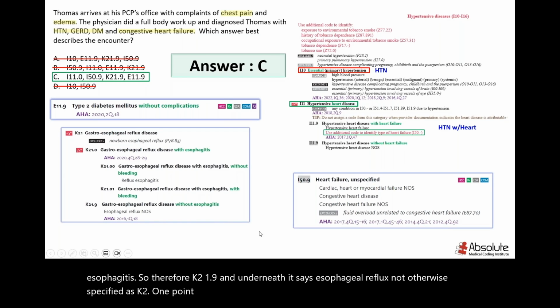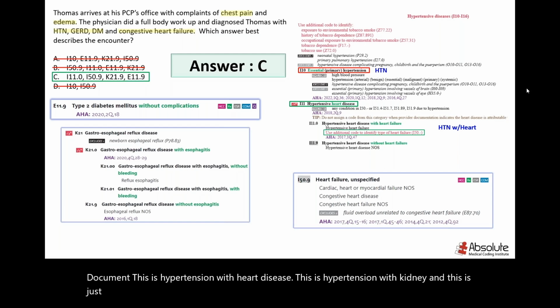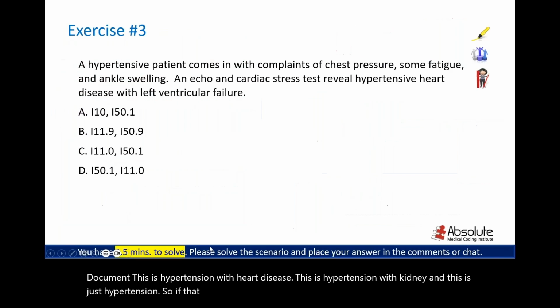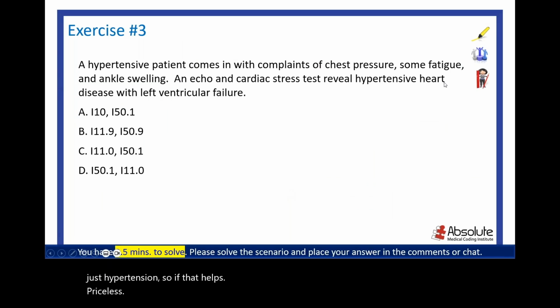There's something else I want to point out. In your ICD-10-CM manuals, you can document this is hypertension with heart disease. This is hypertension with kidney. And this is just hypertension. So if that helps, priceless.